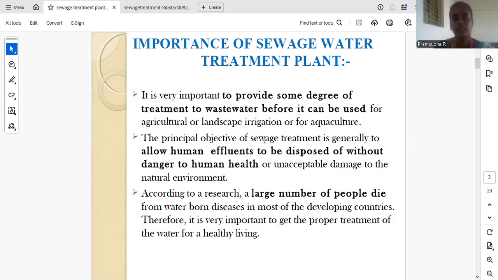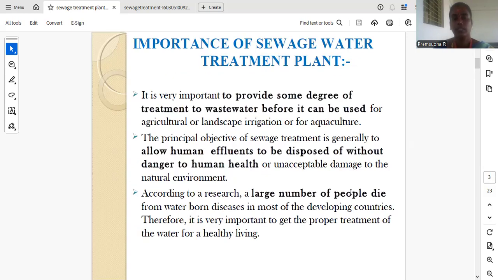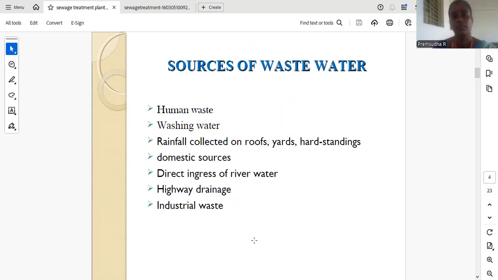The principal objective of sewage treatment is generally to allow human effluents to be disposed of without danger to human health. So, without endangering human health, we have to safely dispose of the sewage. We all know a large number of people are dying from waterborne diseases. So whether it is water or wastewater, we need to give proper treatment for healthy living.